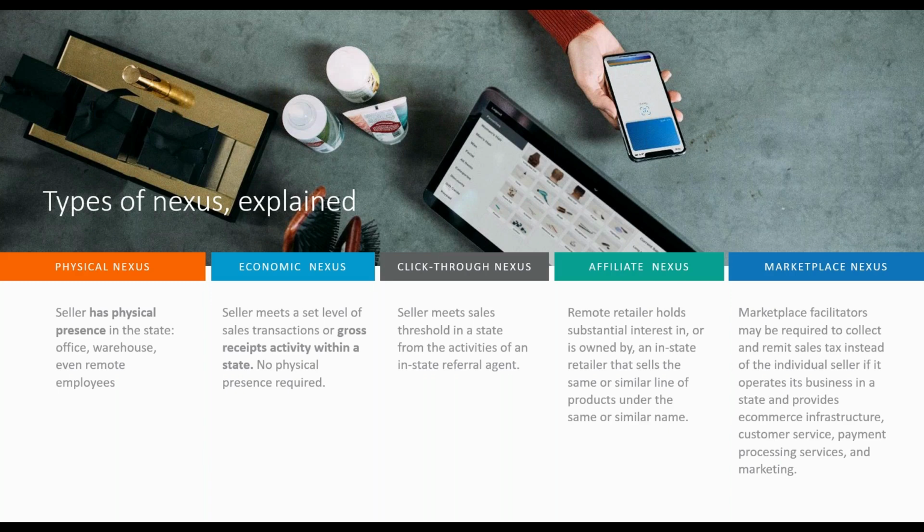Another big thing that I see get missed a lot is trade show attendance. The trade show attendance piece does have some nuances state to state, but it is something that can sometimes trigger Nexus, and it's always good to be aware of it.